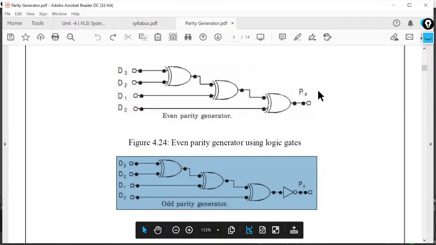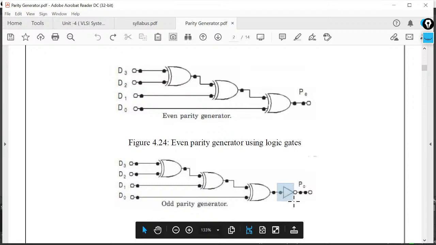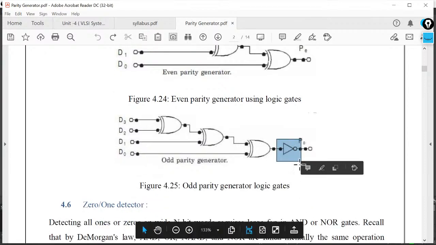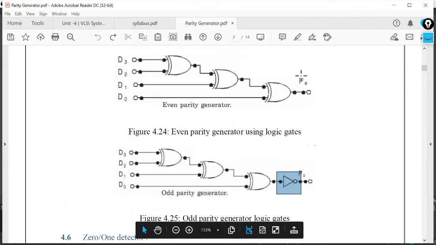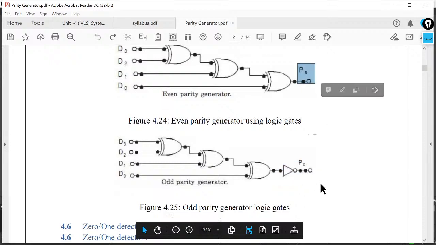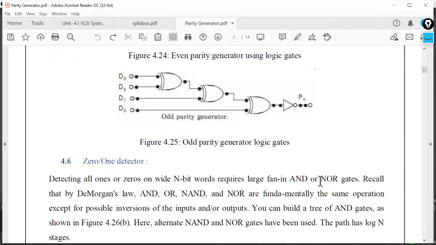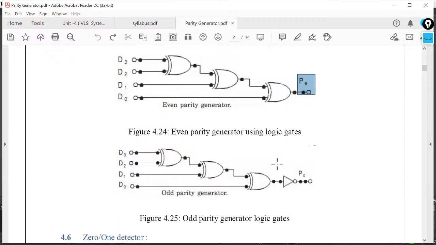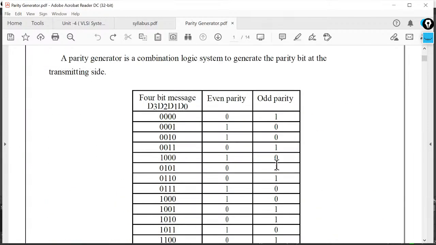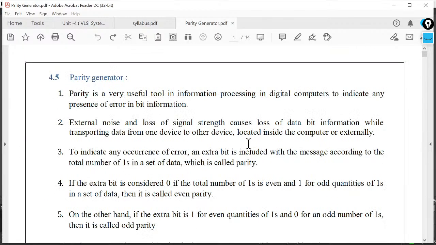So for taking the complement of this output, we will consider a NOT gate here. This NOT gate provides the complement of this PE, and we will get the odd parity on the output side. So this is all about the theoretical portion of the parity generator.